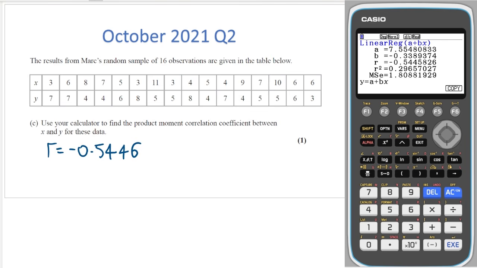And if I was asked to work out the regression line, then I could say that y was equal to 7.55, and then minus 0.339x. And that's perfect. And then if I was given an additional point, for example 12, which didn't have a value, then you could predict what the value for 12 would be by just subbing it in for x and working out what the y value was.